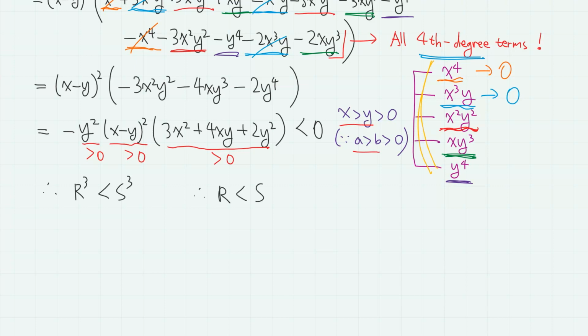so r is less than s, meaning that a to the power of 2/3 minus b to the power of 2/3 is less than (a minus b) to the power of 2/3.